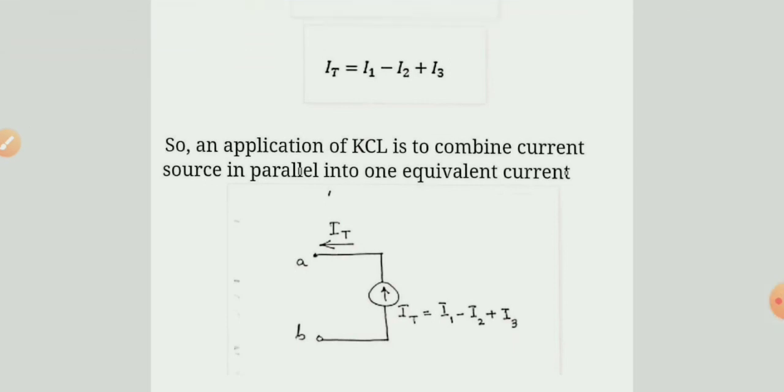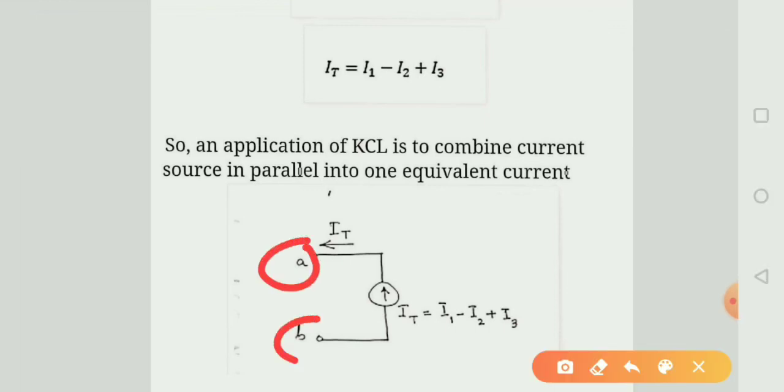So an application of KCL is to combine current sources in parallel into an equivalent circuit. It means if we make an equivalent circuit, the current IT equals I1 minus I2 plus I3. We calculate the IT current and for that equivalent circuit we take node A and node B and total IT. So it is denoted by a current source element.